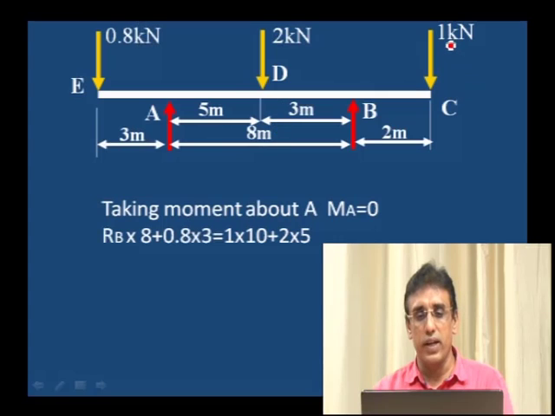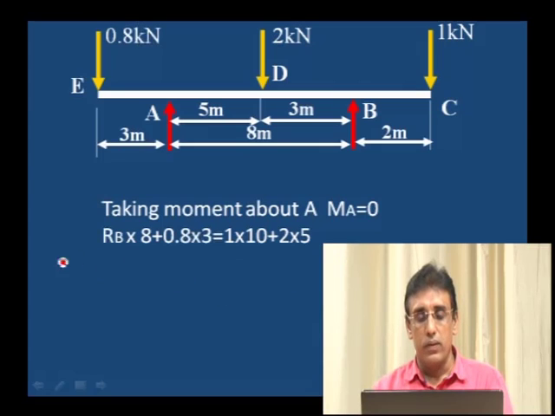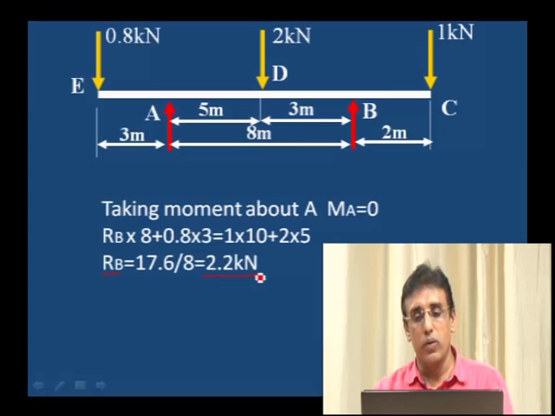First we will take 1 into distance, this is a clockwise moment, 8 plus 2, 10 meter, 1 into 10, that is the distance between A and C, and one more load is 2 kilonewton, 2 into the distance from A to D which is 5 meter, 2 into 5, 1 into 10, 2 into 5. These two loads have a clockwise moment and 0.8 kilonewton is anti-clockwise, and this RB is also anti-clockwise. That is why clockwise moment is equal to anti-clockwise moment. That is the equilibrium condition we are using. Once you take the moment, you can easily simplify. RB is equal to 2.2 kilonewton.